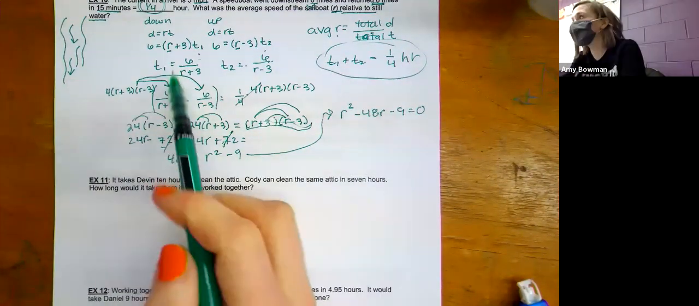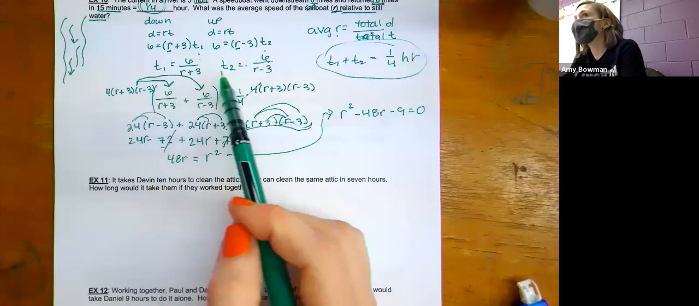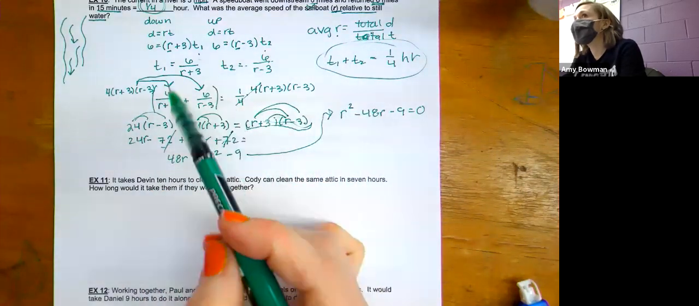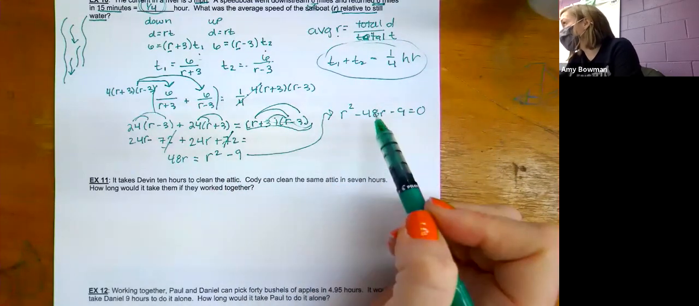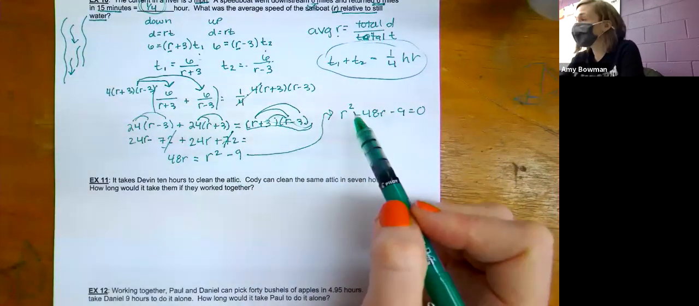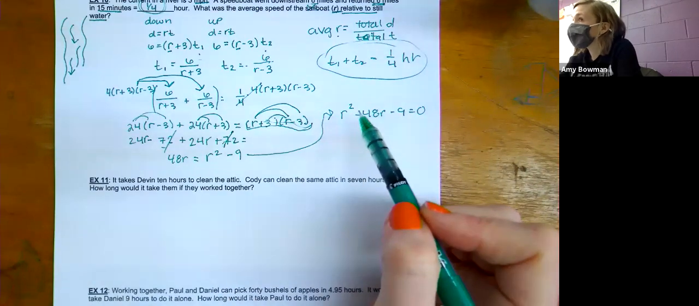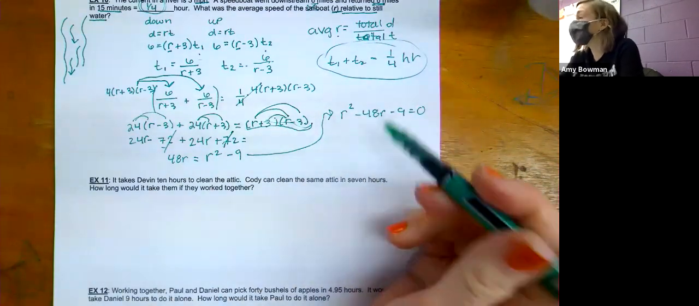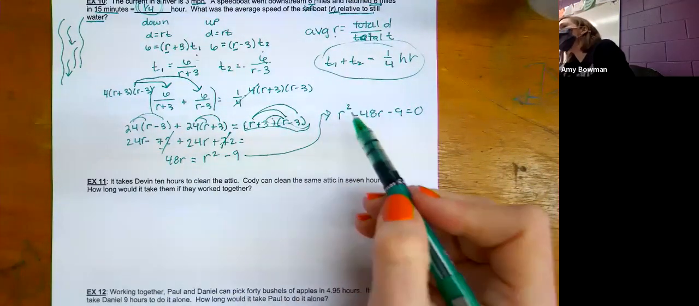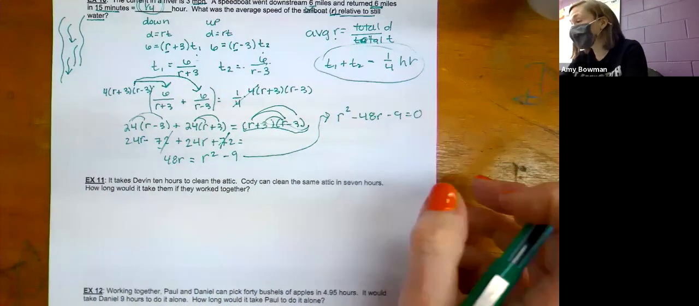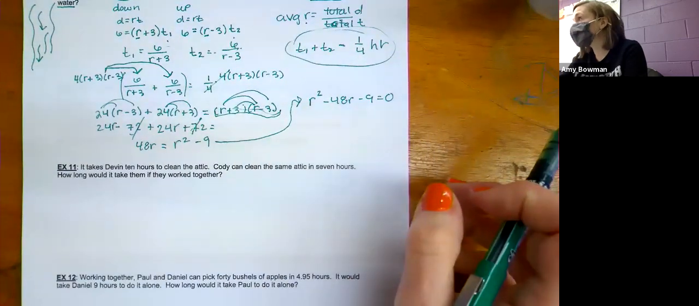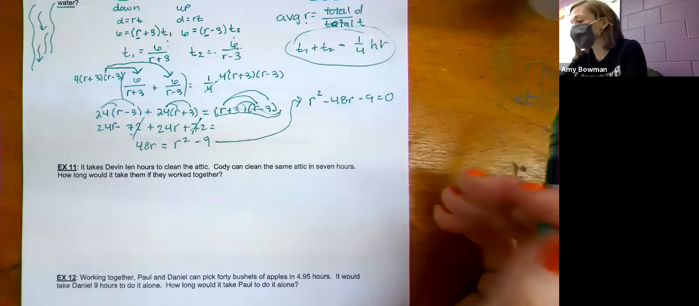We wrote our original distance equations, set our times equal to 1/4, solved the rational equation, and now I'm left with a quadratic. How many solutions will we get with a quadratic? Always 2. That's right. Usually 2, definitely 2. In this case, one of them will make sense and one of them will not, every single time. We're solving for a rate. You're going to get a negative answer and a positive answer. Obviously, only the positive one makes sense in this situation.